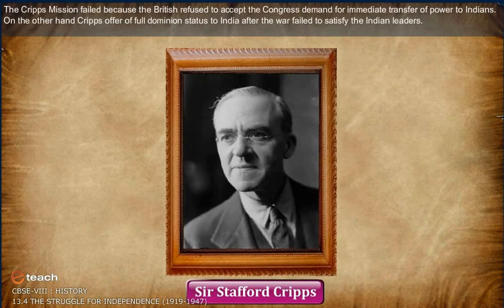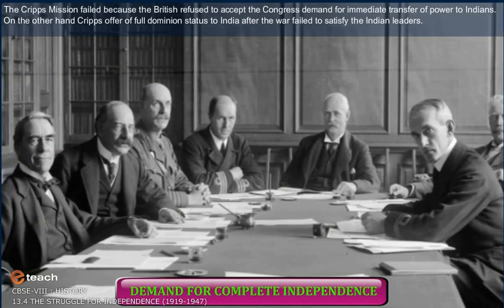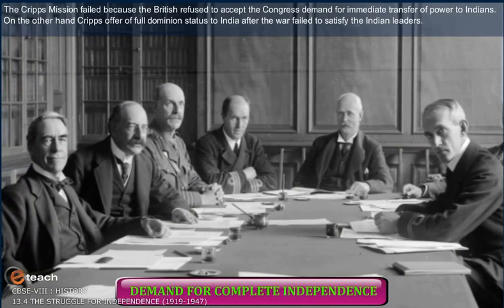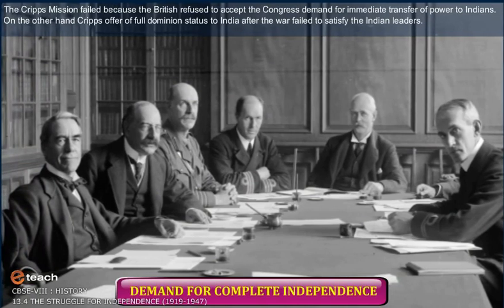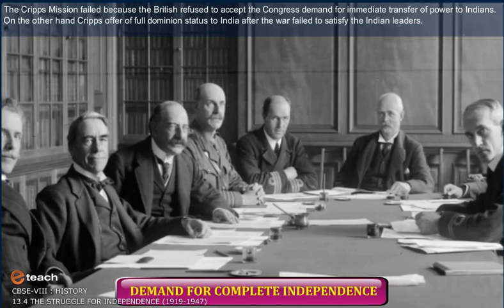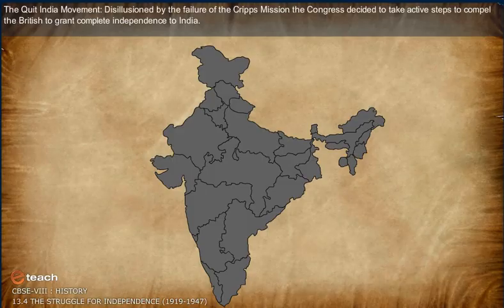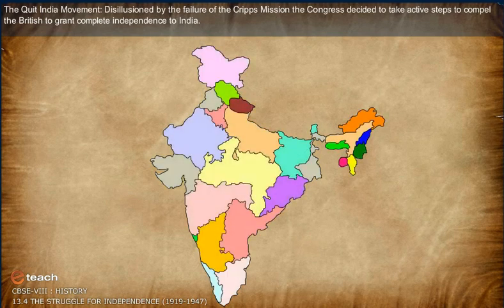The Cripps Mission failed because the British refused to accept the Congress demand for immediate transfer of power to Indians. On the other hand, Cripps' offer of full dominion status to India after the war failed to satisfy the Indian leaders. The Quit India Movement.